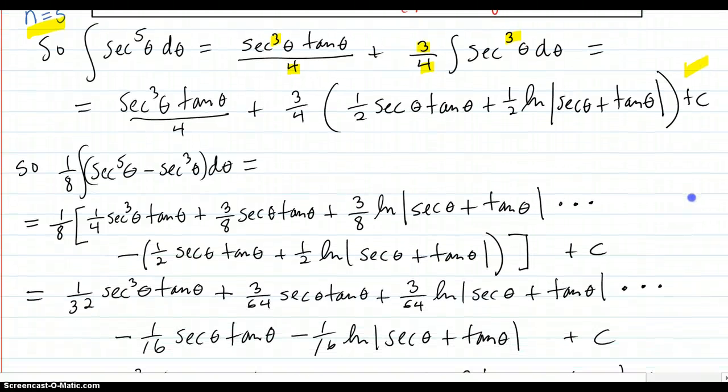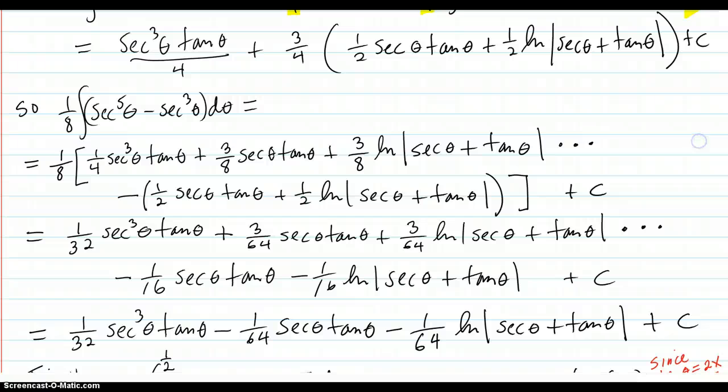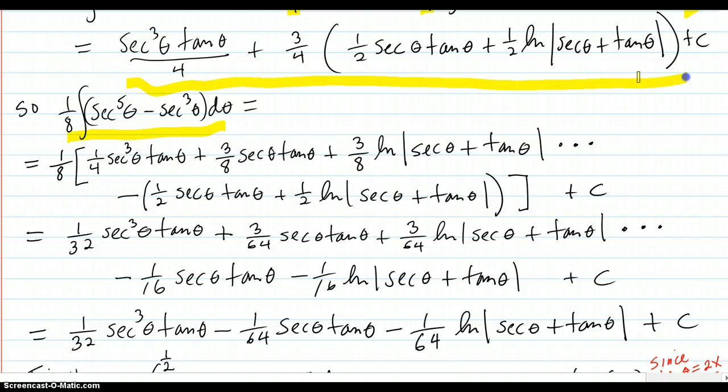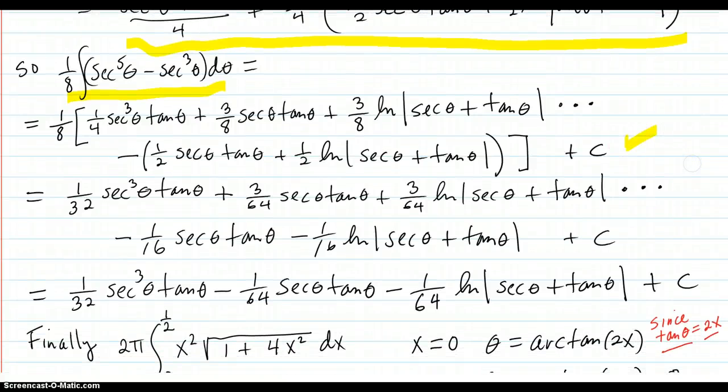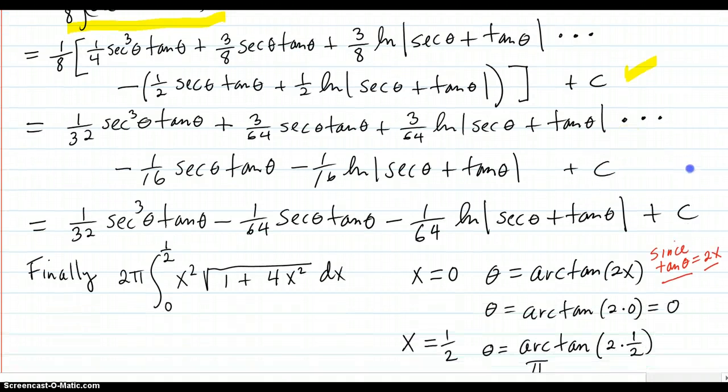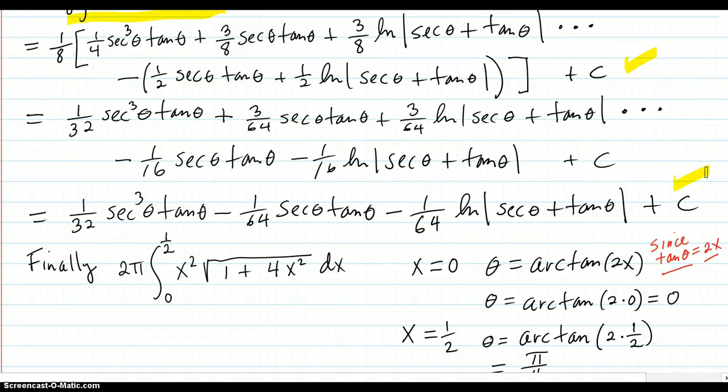So then the integral we're looking for, this one here, is 1/8 of this whole thing, because you have the secant to the 5th stuff, which is all this, and you have the secant to the 3rd stuff to subtract off, and this is the answer to that. Okay, then multiply everything in, clean it up a little bit, and you get all the way to this answer.